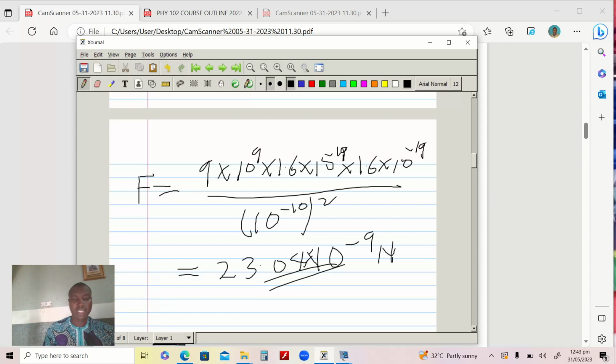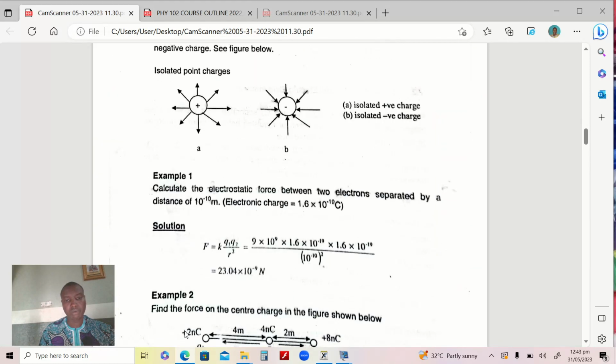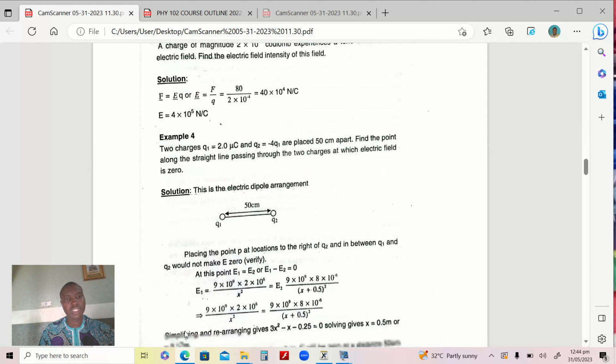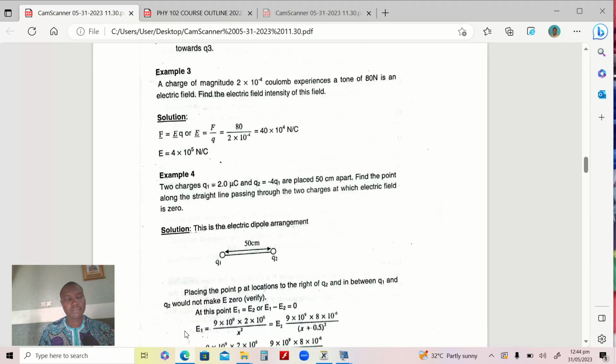So I want us to see another problem, if we can quickly run through it. Let's see this one. It says a charge of magnitude 2 times 10 to the power minus 4 coulombs experiences a force of 80 Newton in an electric field. Find the electric field intensity of this field. Of course, this is also very simple.